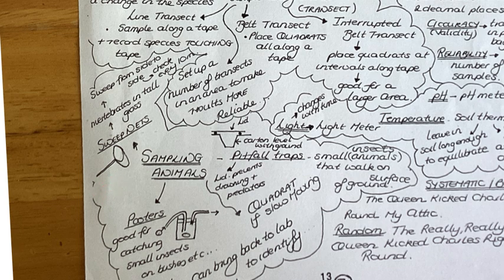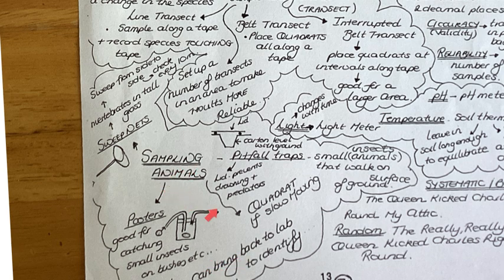If you want to catch little insects that are just moving around inside the bushes, a good idea would be to use a pooter. So remember, you suck on this end, and this end has a little bit of gauze to make sure that you don't suck up the invertebrates. And then this end is put over the invertebrate, and you bring the invertebrates back to the lab to identify.